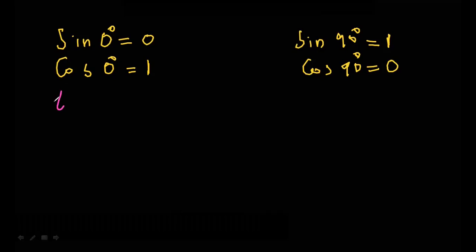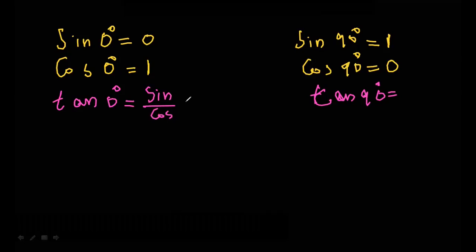Now what is next? Tan. Tan 0 degree, and we know tan is what? Tan is sine by cos. So it means sine 0 degree by cos 0 degree. Sine 0 we have 0 and cos 0 we have 1. 0 by 1 is what? 0 by anything is 0.